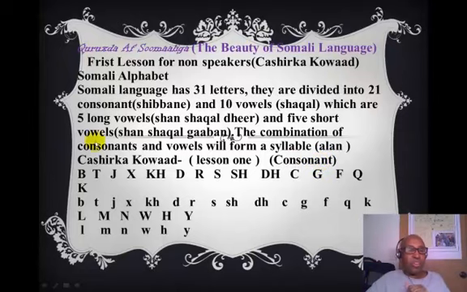So let's start now. Ba, ta, ja, ha. This letter in English we know it's X, but in Somali we say ha. Ka, ka. It's like K and H, you say ka. Da, ra, sa, sha, da. When you combine D and H, it's da.